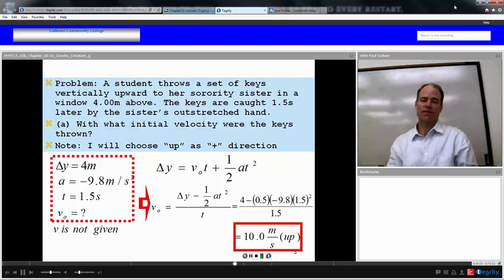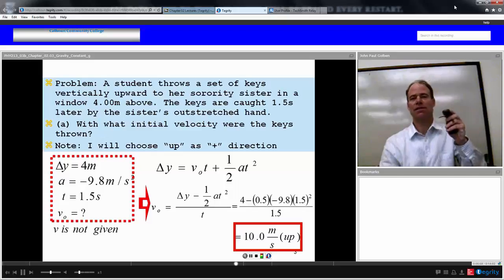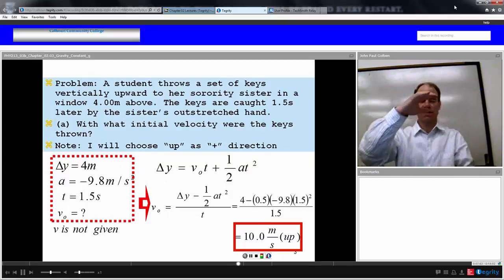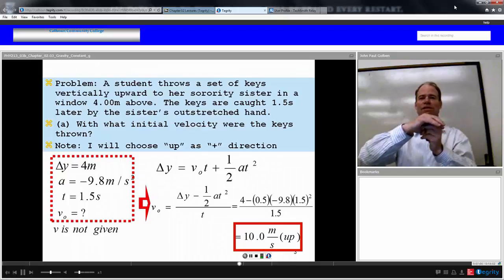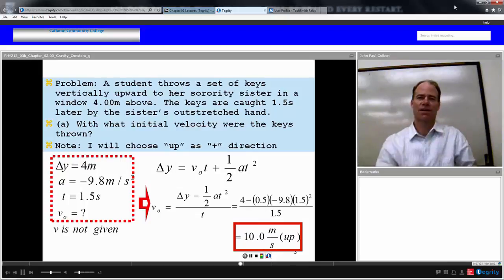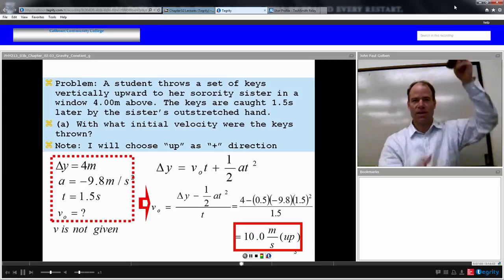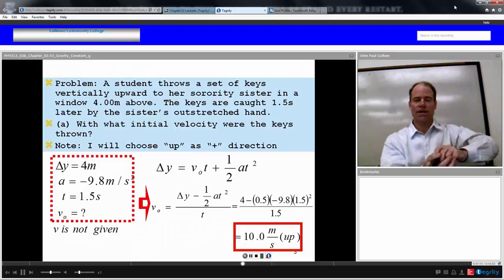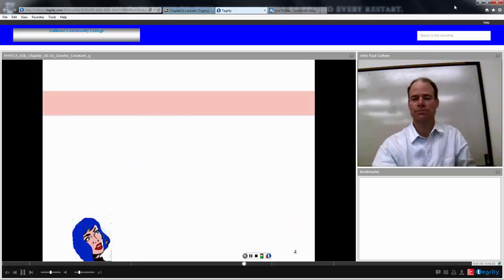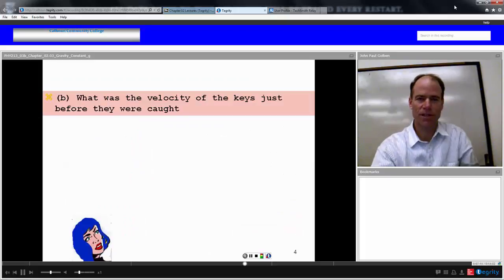Well, if I can find the final velocity of these keys, I would know. Because if the final velocity of these keys is positive, then they're going in an upward direction, and that's the positive direction. If the final velocity is negative, that means they're on their way down, and that's in the negative direction. So let's calculate the final velocity.